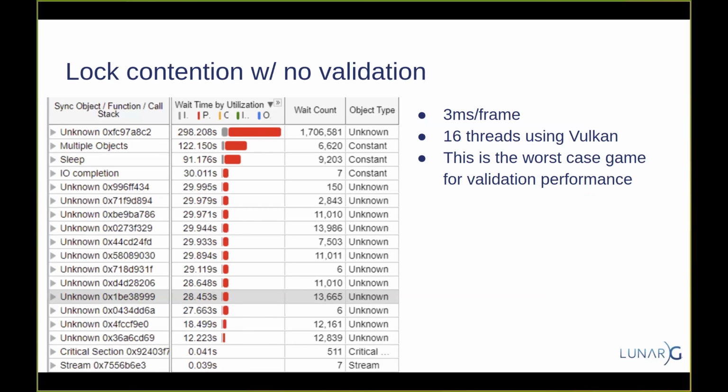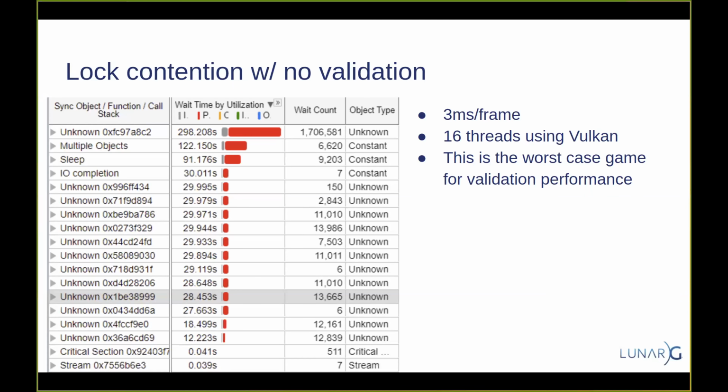So to start out with, here's the lock contention in a very highly multi-threaded Vulkan game. It has about 16 threads that are using Vulkan pretty much continuously. And it's kind of my worst enemy for performance in terms of how the validation layer does running it. But without validation, it's about three milliseconds per frame, and it's several hundred frames per second.